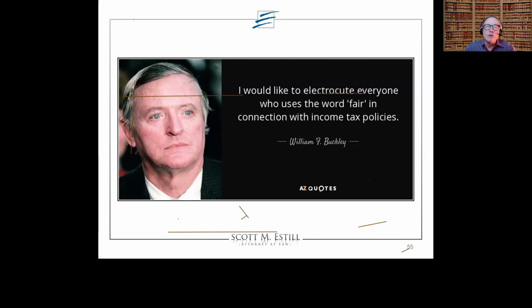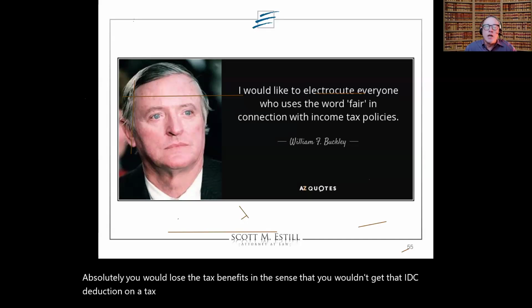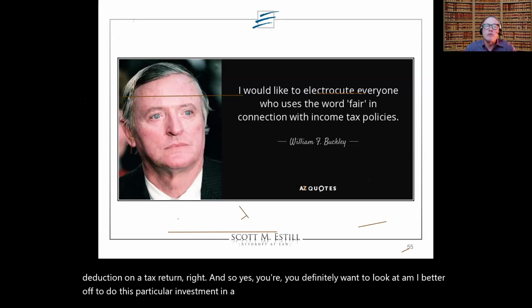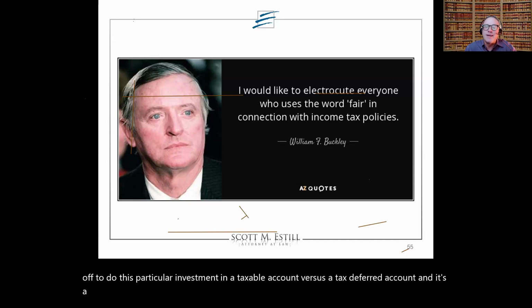Yeah, absolutely. You would lose the tax benefits in the sense that you wouldn't get that IDC deduction on a tax return, right? So you definitely want to look at, am I better off to do this particular investment in a taxable account versus a tax deferred account? And it's a similar type of investment analysis that I do with real estate in a taxable account versus a tax deferred or tax-free account.